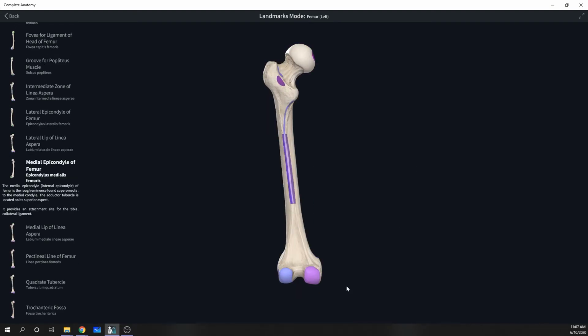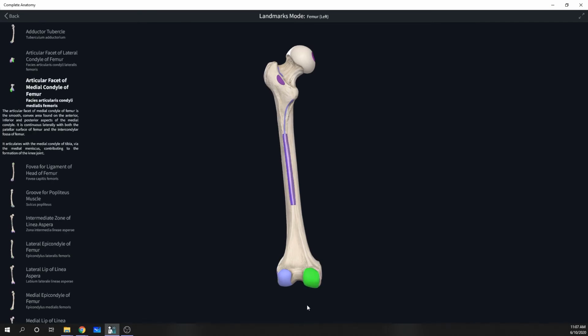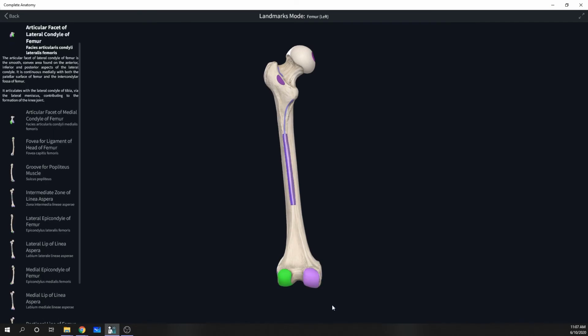Staying on the posterior side and moving down to the inferior end, we find two condyles. We have to determine which side of the bone it is to determine if it's a medial or a lateral condyle. Just like in the humerus, the head of the femur points to the medial side of the bone. So that tells me that this is the medial condyle. And if this is the medial condyle, then this must be the lateral condyle.